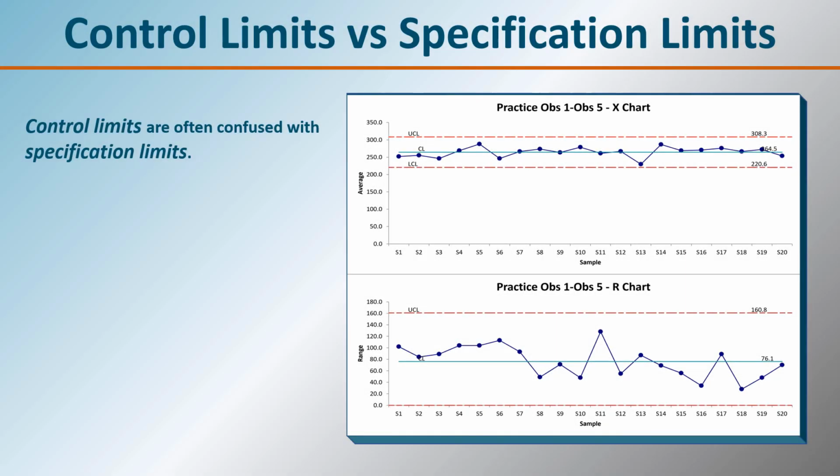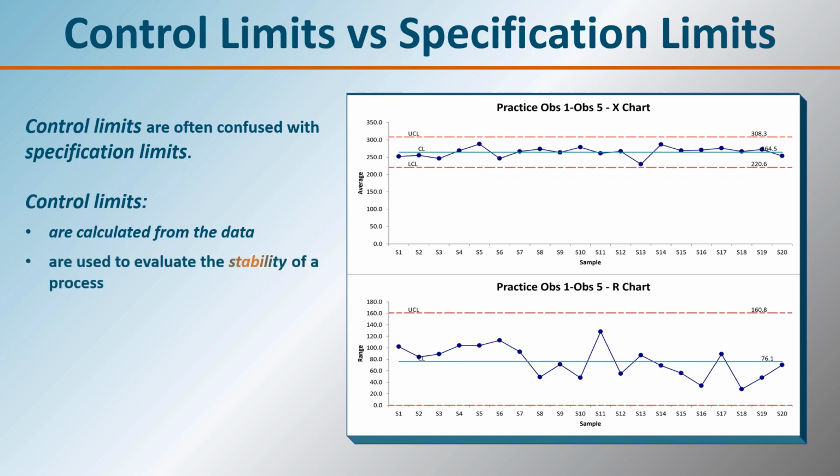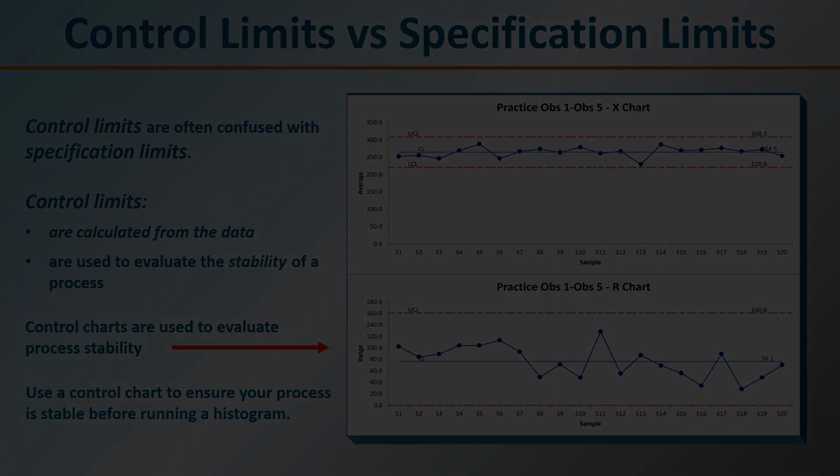Control limits are often confused with specification limits. Control limits are calculated from the data and are used to evaluate the stability of a process. Control charts like the one shown here are used to evaluate process stability. Use a control chart to ensure your process is stable before running a histogram. The control chart in this example shows a stable process that falls within the upper and lower control limits.